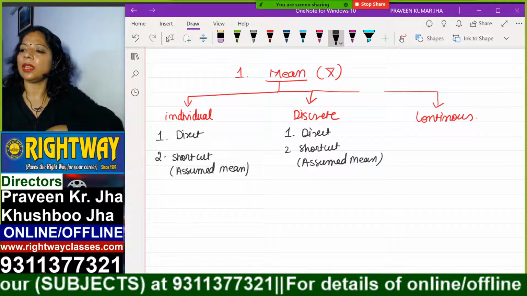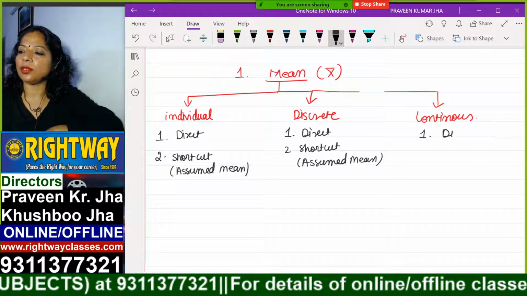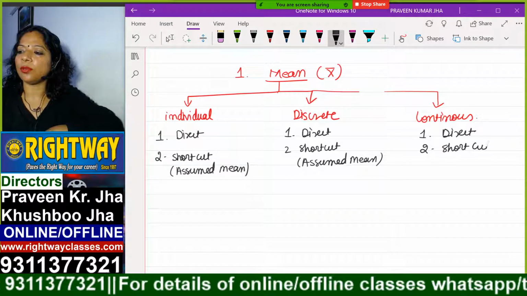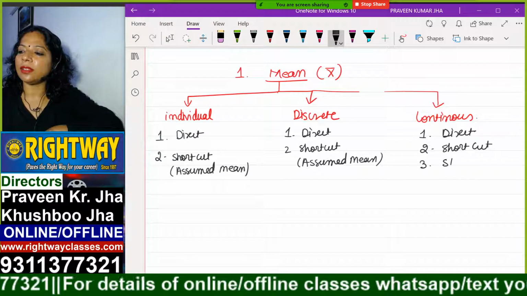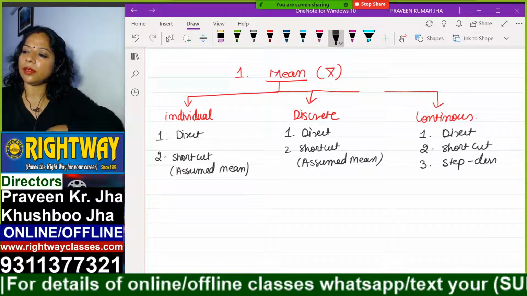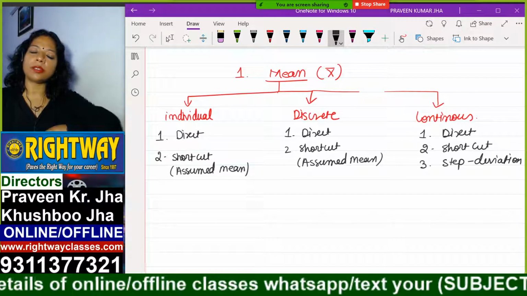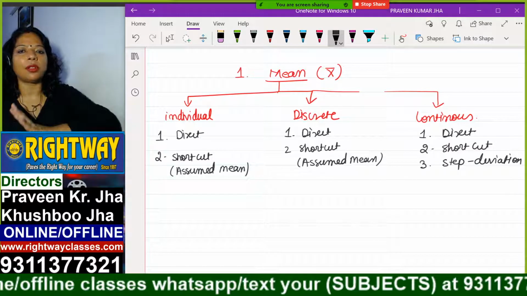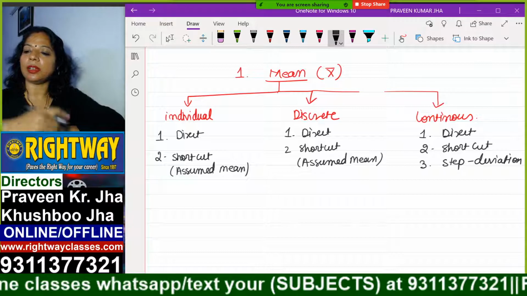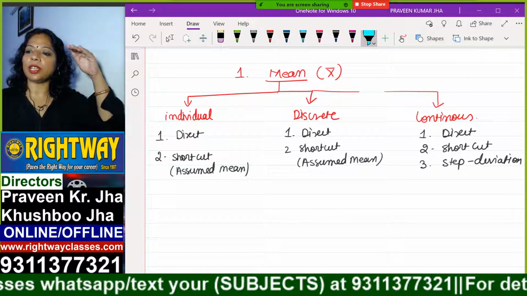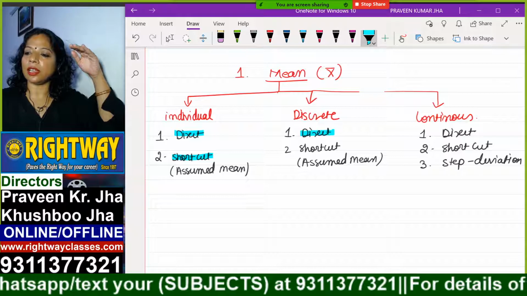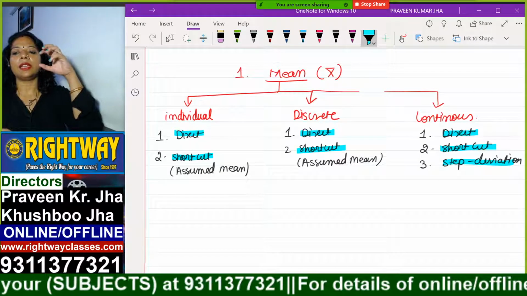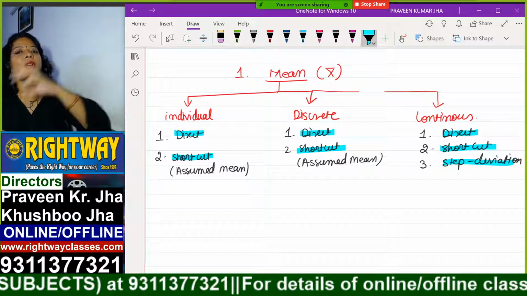And in continuous we have to do direct, shortcut, that is also assumed mean, and there is one more method, that is the step deviation method. And one more thing, in each and every class you have to be with your calculator. A simple calculator is allowed in your paper, not scientific. So one by one we will read about each method. Altogether there are 7 methods to find the mean.